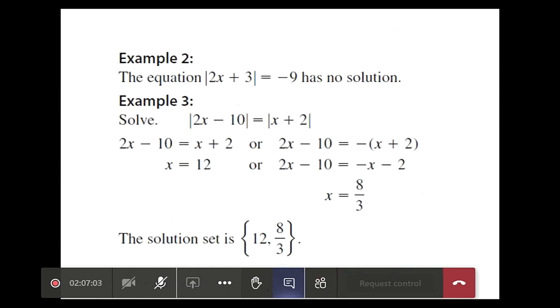Look at this. This has a solution. Example 2: does it have a solution? No. Why? Absolute value equal to a negative is directly no solution.